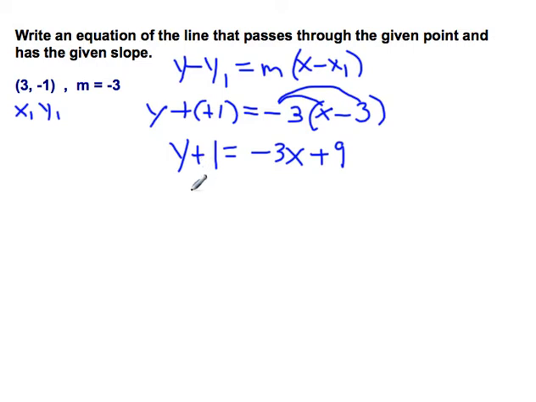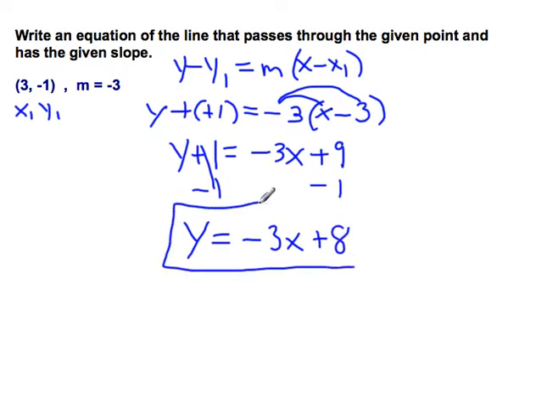Then to get y by itself, I need to subtract that 1. So we subtract the 1 from both sides. Make sure you line up the constants. So then these are going to cancel each other out, which is what we wanted because we want y by itself. So now y equals negative 3x, and then positive 9 minus 1 is plus 8. So that completes that problem. We have written an equation and we've finished it in slope-intercept form.